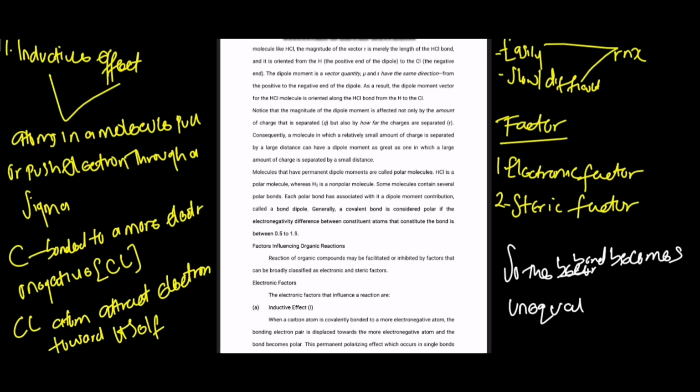Are we together? I said the inductive effect happens when an atom in a molecule pulls or pushes electrons through the sigma bond. Then I cited an example using carbon. When carbon is bonded to a more electronegative atom, use chlorine for instance, the chlorine atom attracts electrons toward itself, so the bond becomes unequal. And this is an example of inductive effect because the chlorine atom attracts the electron towards itself, thereby making the bond unequal.